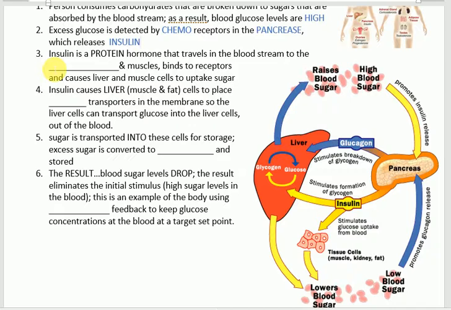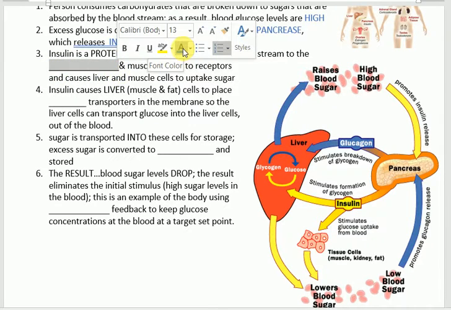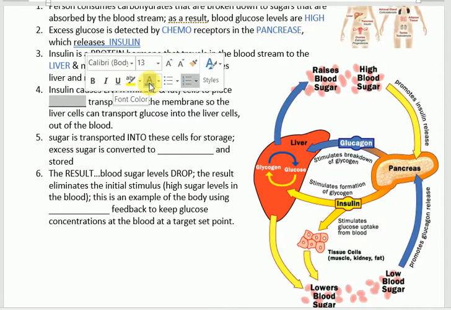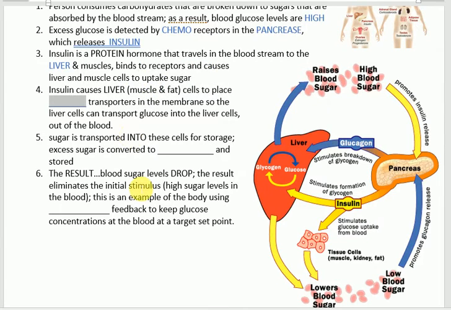So insulin is a protein hormone, and it travels into the bloodstream to the liver and the muscles, and then binds to the receptors and causes those liver and muscle cells to uptake the sugar. Insulin causes the liver cell to place what is called GLUT transporters in the membrane so that the liver cells can transport that glucose into the liver cells out of the blood.